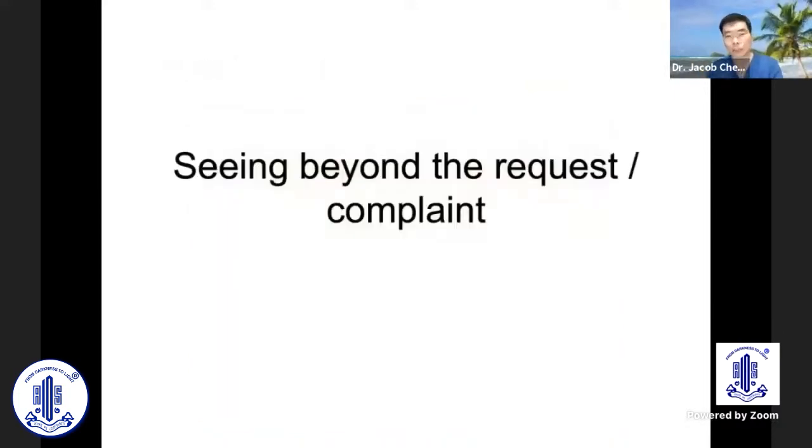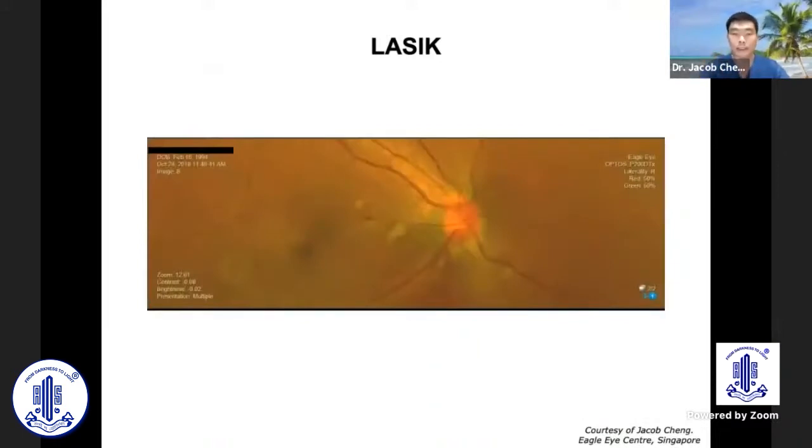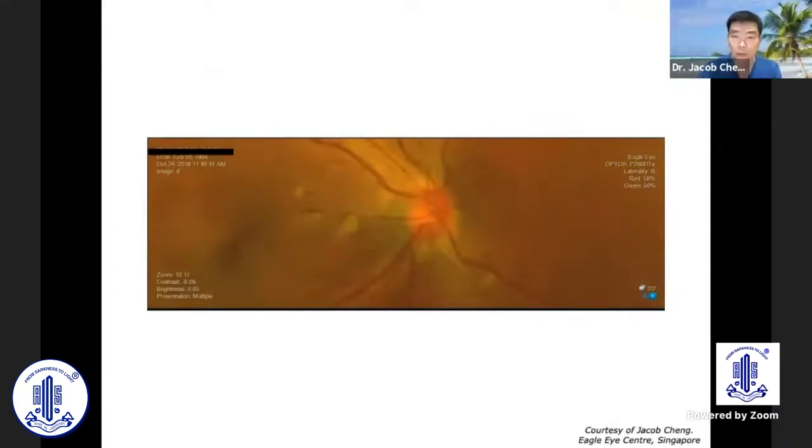How about seeing beyond the patient's request or the complaint? And what does it mean? These patients came in requesting LASIK, refractive surgery. What do we see in the periphery? Not much pathology. But again, without losing details, we zoom in on the center of focus around the disc. We can actually see areas of cotton wool spots in this young lady who requests refractive surgery.